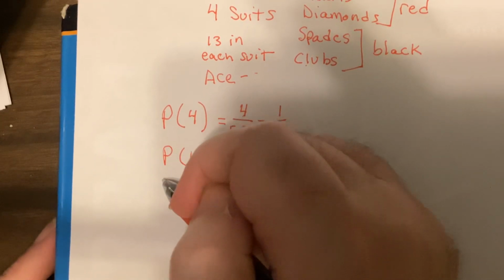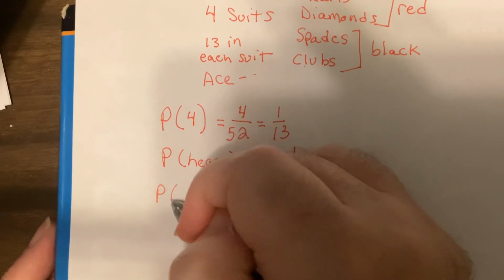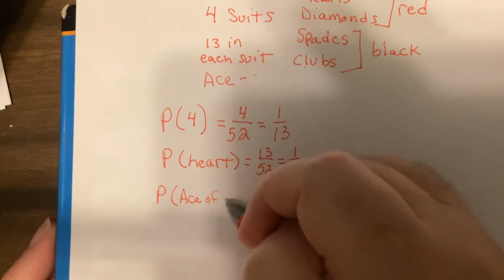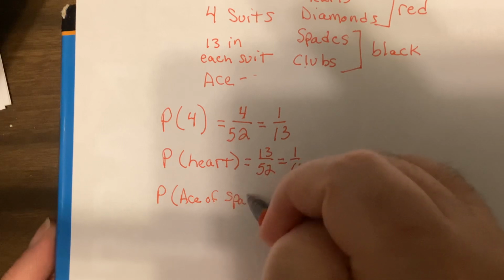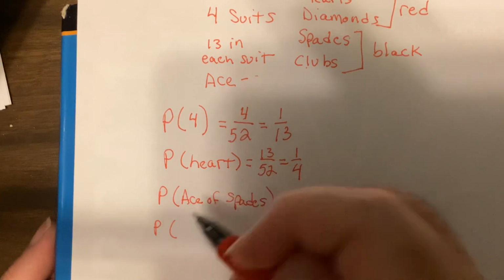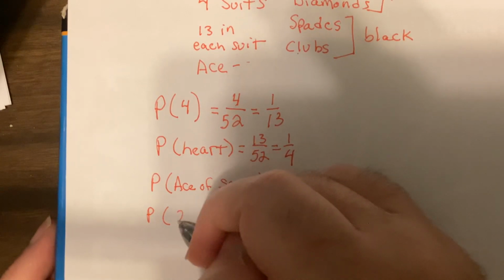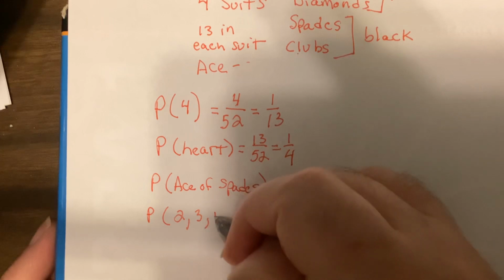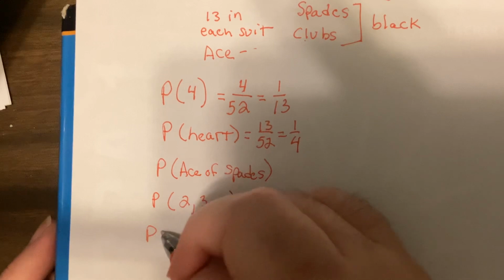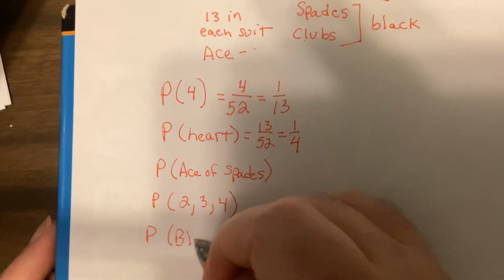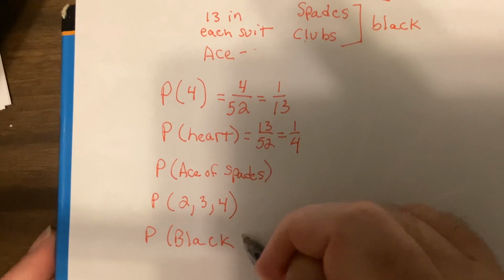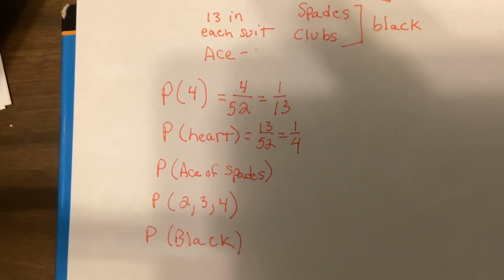So try a couple for me. What's the probability of getting an ace of spades? What's the probability of getting a 2 or a 3 or a 4? What's the probability of getting a black card? So find those right now for me, and then when you're done, turn me back on.